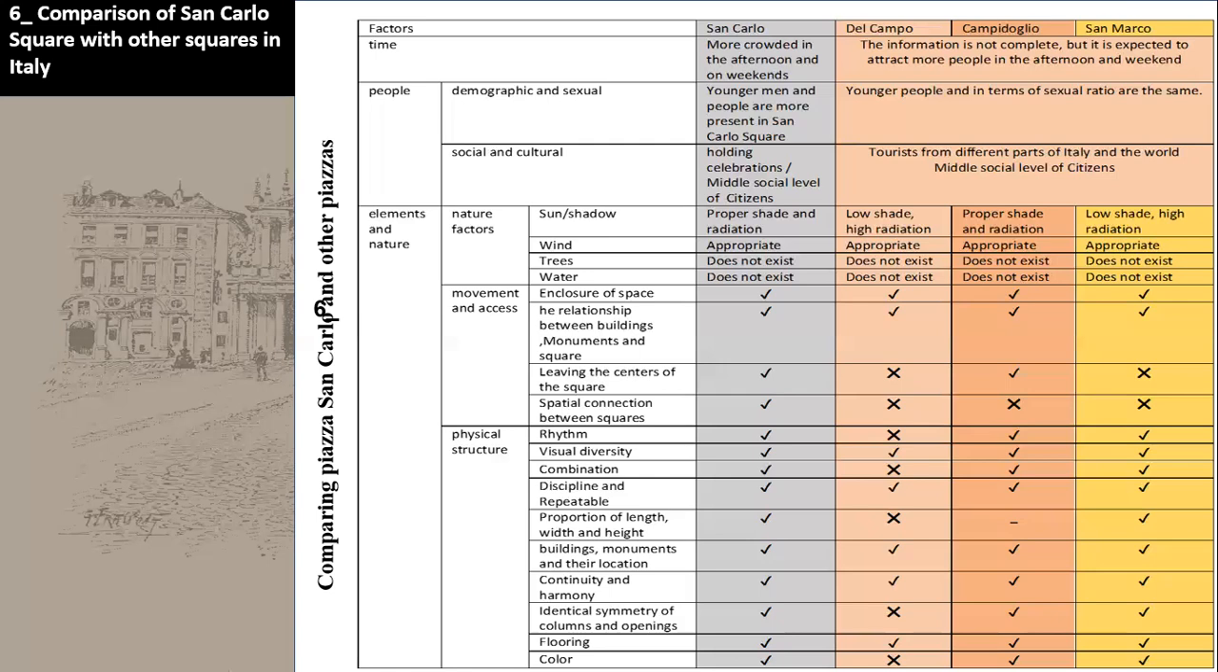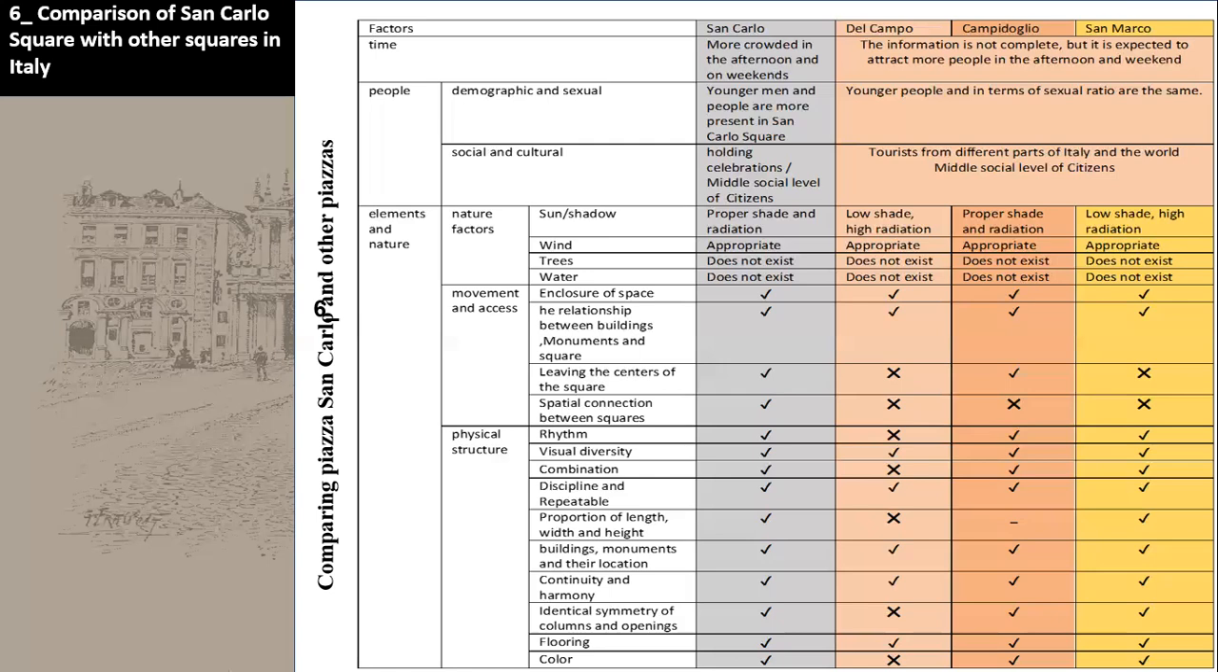For the elements of the nature factor, Piazza San Carlo doesn't have trees and water. Also, the other piazzas don't have trees and water. And wind, sun, and shadow are the ones that they have in proper amounts. In Piazza del Campo, we had high radiation of sun, and also in Piazza San Marco, we have high radiation of sun. For the movement and access, they all have the proper ones, for the enclosure and the relation between the buildings and the movement.